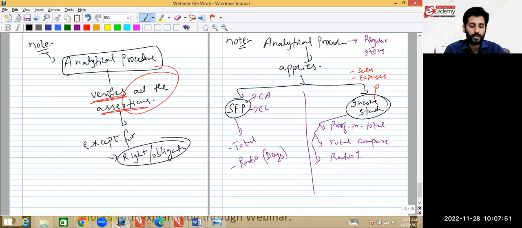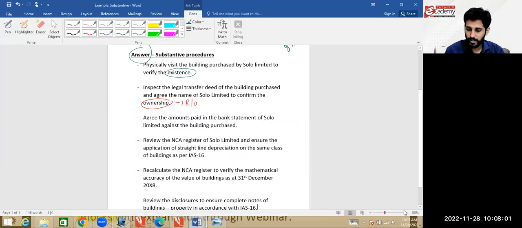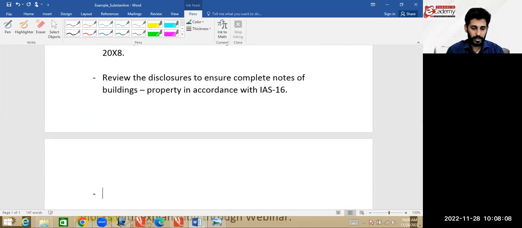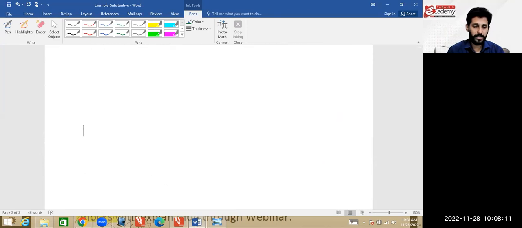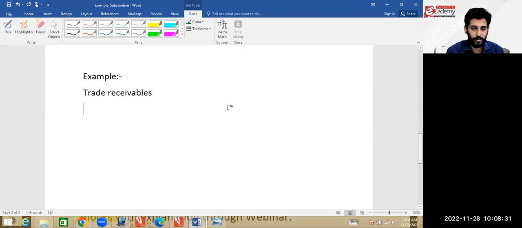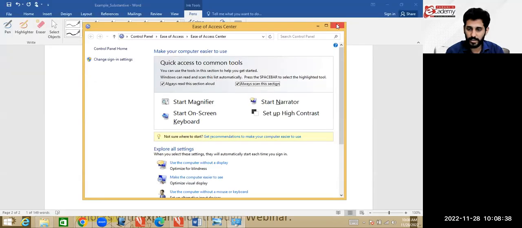So I'm giving you an example of how to draw the answer for a substantive analytical procedure on receivables. First, we will be going towards my examples handout. In the example handout, I'm going to press enter to move on to the next page. For example, it is of trade receivables. So how will you draft your trade receivables substantive analytical procedure?